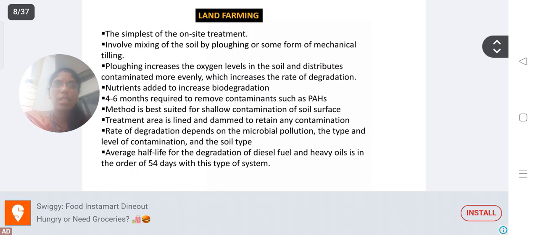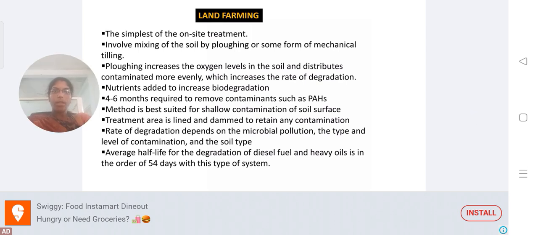Land farming, the simplest of the on-site treatments. So one of the bioremediation techniques, an in situ technique, is land farming. It is the simplest form of on-site treatment. Plowing increases oxygen levels in the soil and distributes the contaminants more evenly, which increases the rate of degradation. Nutrients are added to increase the biodegradation. In the land farming technique, we use nutrients, that means potassium, calcium, like that, which we add to aid the biodegradation.